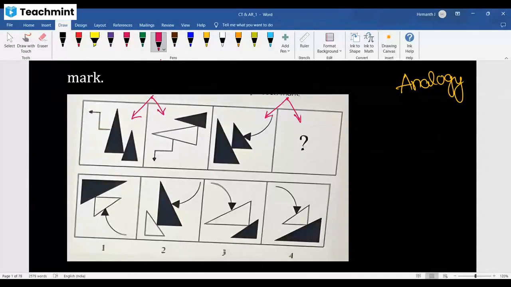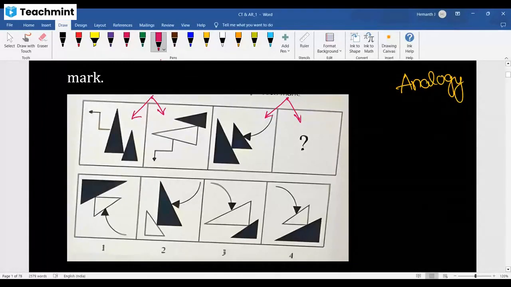So this arrow, what answer do we have to get? 1, 2, 3, 4. Among that, which is correct? Have a clear observation. These are image-based questions. Somebody said option 3, somebody said option 1.